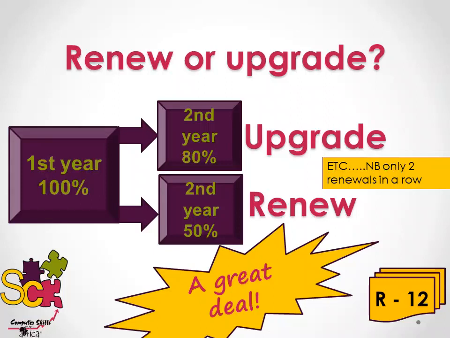What happens now after the 365 days? Then you actually choose whether you want to upgrade. In other words, you will get new books and a new flash drive with files, or you can renew. When you renew, you only pay half, you pay 50%. When you upgrade, you're going to pay 80%. So in other words, we give you 20% discount. Now, this renewing at half price, you can do that 2 years in a row. After that, we want you to upgrade, because then your stuff is old.